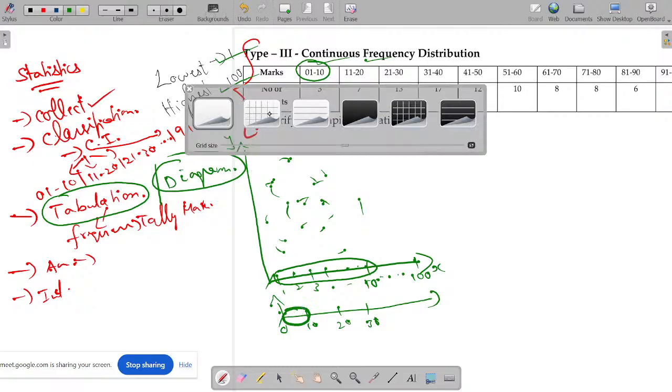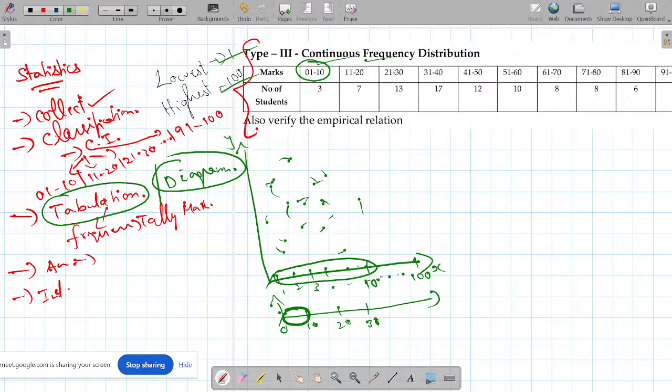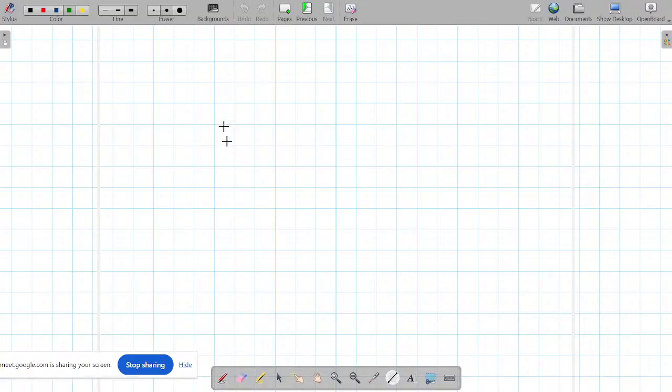You remember how we do the graphs? Yes, please join. How do we do the graphs? Yeah, please join.